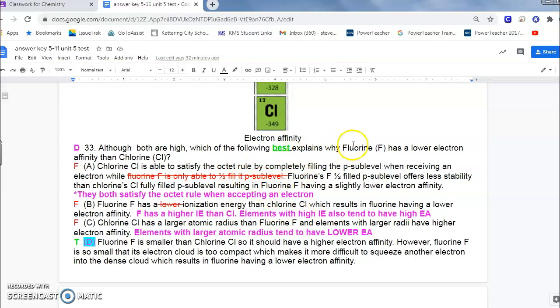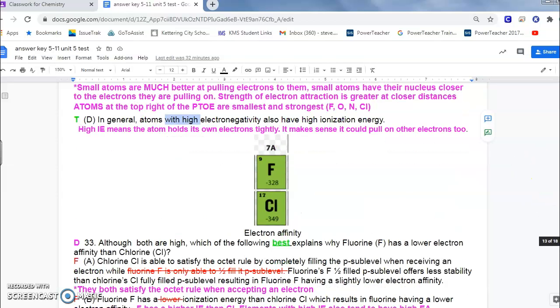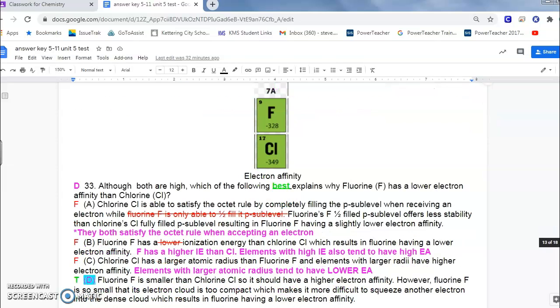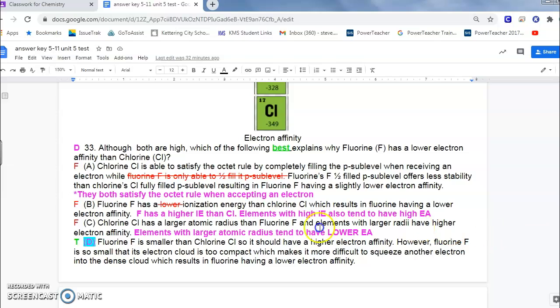Although both are high, why is fluorine lower? Is it because chlorine can satisfy the octet rule and fluorine can't? No. They both can satisfy the octet rule. They're both halogens. They both only need one more electron. They're 7A, group 17, they need one more electron to get 8 to fill that p subshell. They both could satisfy the octet rule.